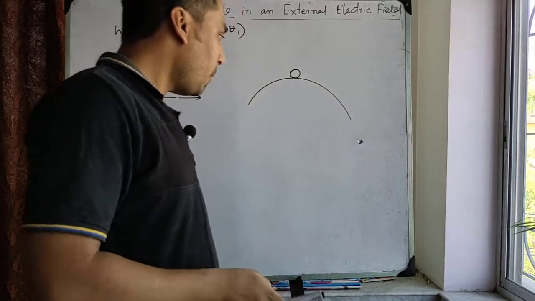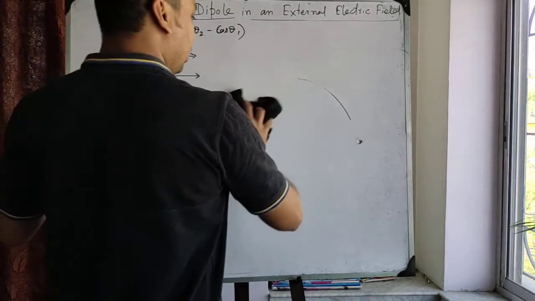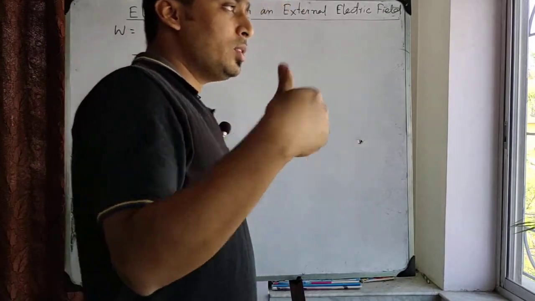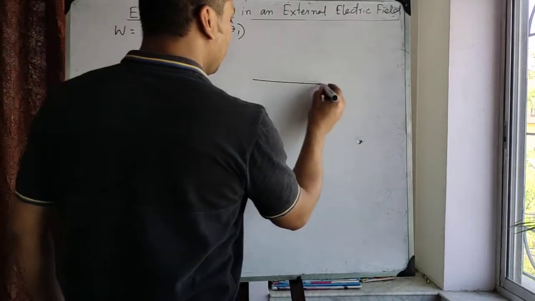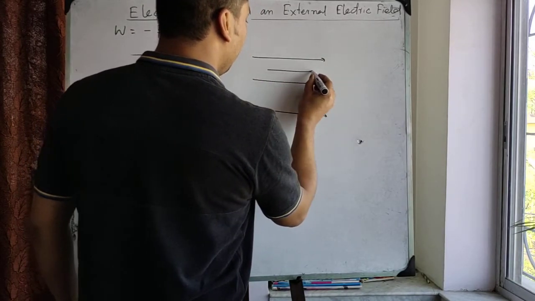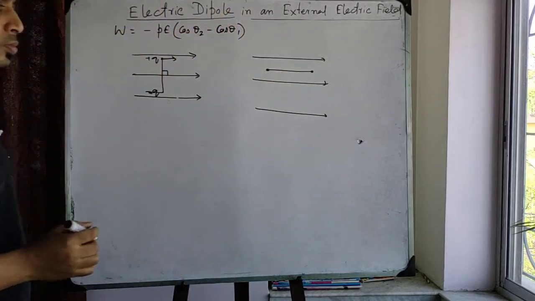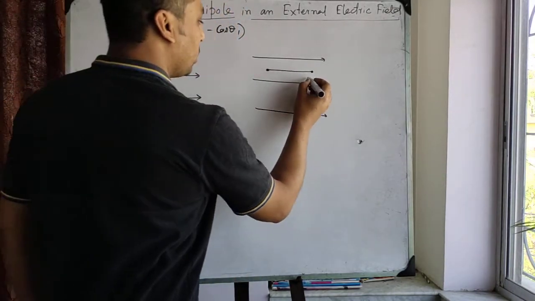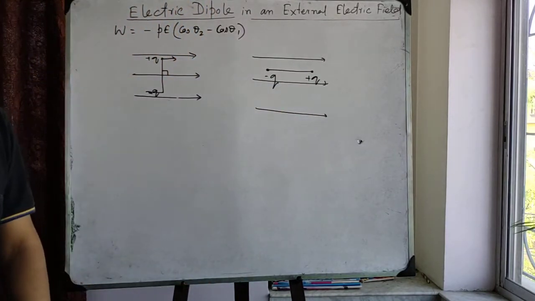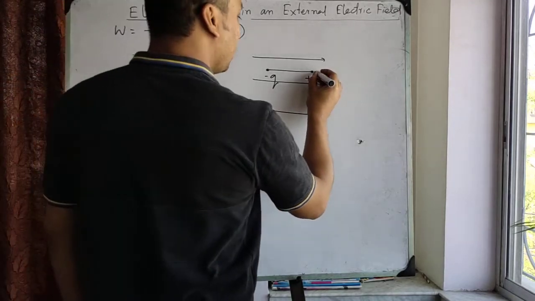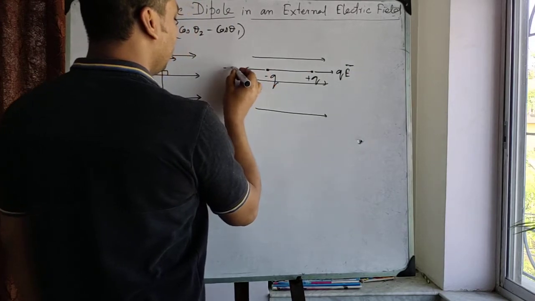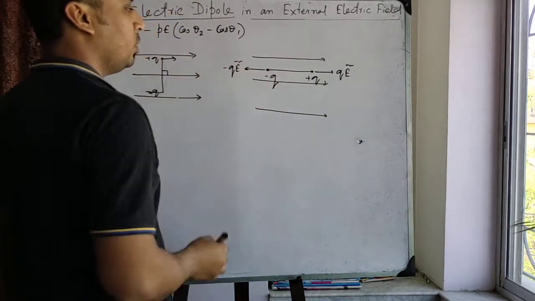Is it clear? So in case of a dipole, there are two types of equilibrium. One is stable equilibrium and another is unstable equilibrium. Suppose these are the field lines for a uniform electric field. If the dipole is placed in this way, with the plus q charge here and the minus q charge here, the force acting on the plus q will be q into E in this direction, and on the minus q, q into E in this direction.